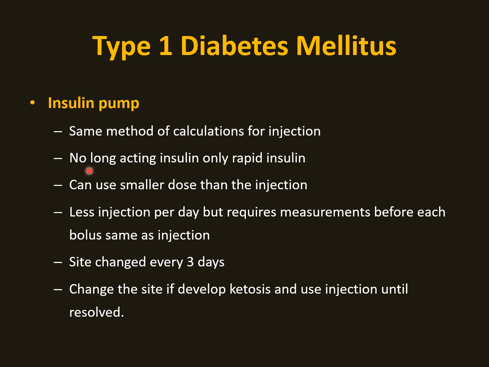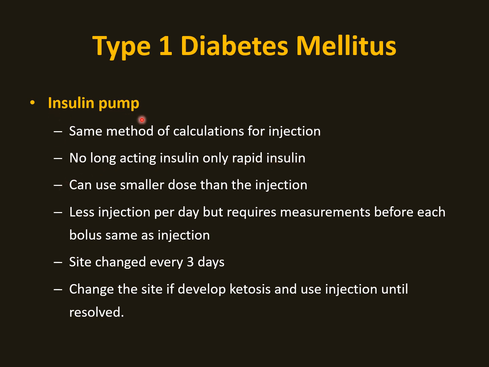Also, the difference is that insulin pumps use only rapid insulin, no long-acting insulin. So the basal insulin we calculated in the previous case, like the 12 units of Lantus, will be entered in the machine as 12 units per day and will be divided over the 24 hours and delivered to the body by the machine in the form of rapid insulin, not long-acting insulin.